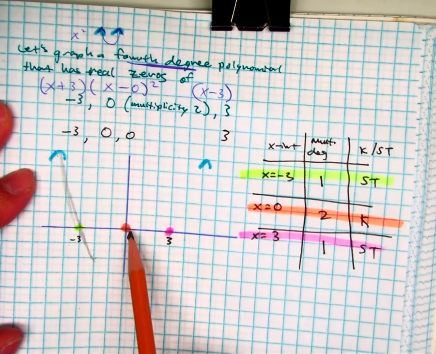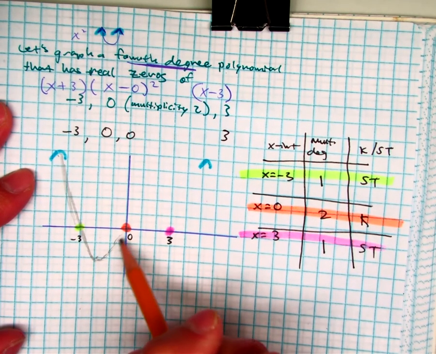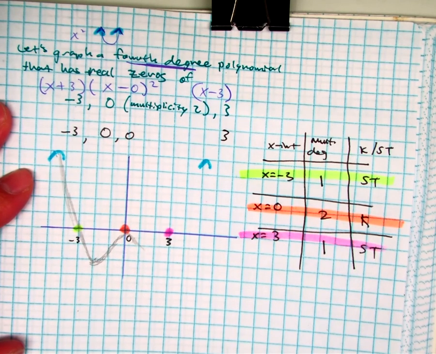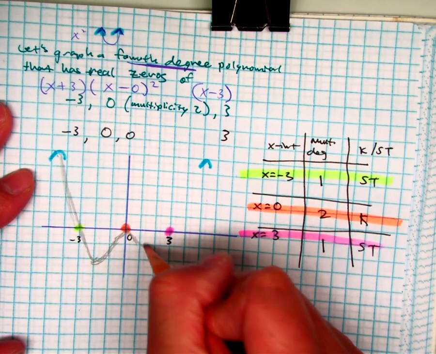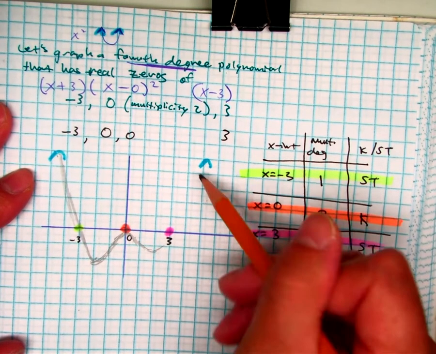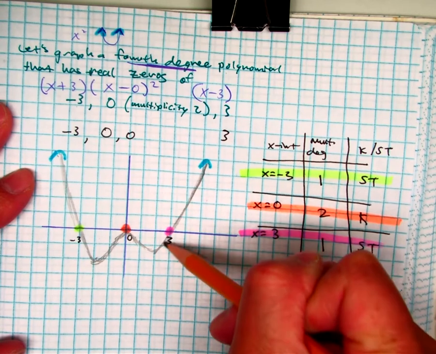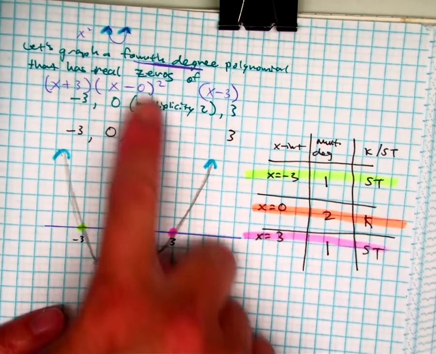Class, what do I do at 0? We're going to kiss, so you're going to have to make a bounce. And then what do we do at the pink? And then you're going to shoot through, and then I'm aiming for my end, the exit. And that's what my graph looks like.